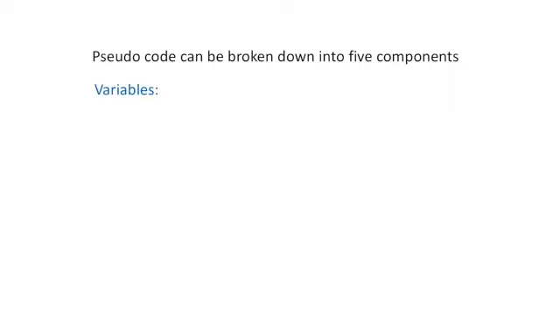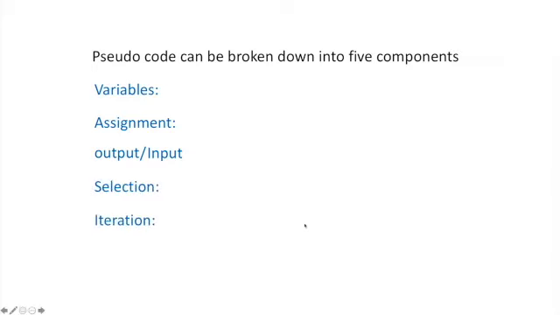You can have variables, and you can have things assigned to those variables. You can have assignments, output, input, selection, or iteration. What we're going to do now is look at each one individually. The first one we're going to look at is assignment. How do you assign something to a variable?